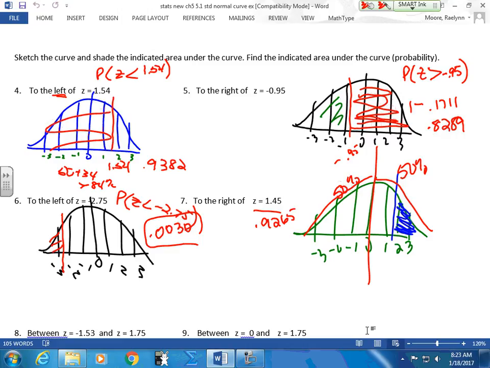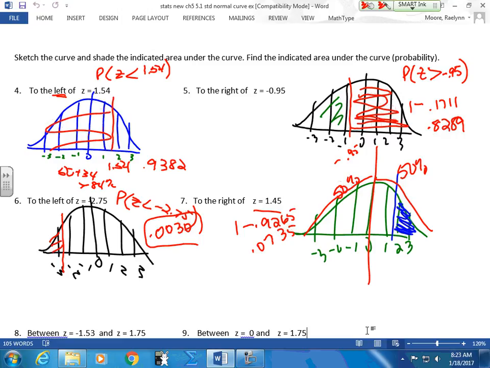So it tells me to do what? Subtract it from 1. I only want this little tiny piece out here. So I subtract it from 1, and I get 0.0735. So think of it in percent. 50%, half my curve. 7%, this little piece out here, is that possible? Absolutely possible.